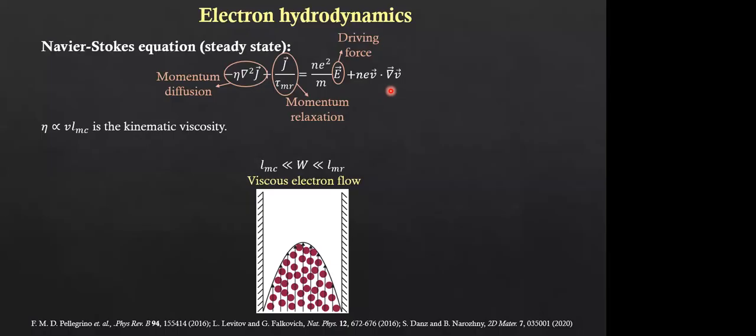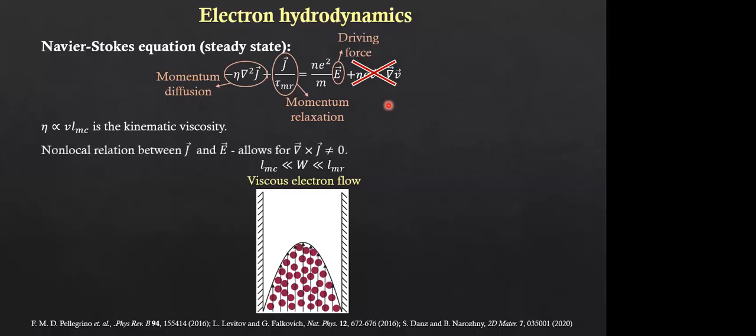For example, in any fluid, this fourth term gives vortices or any turbulence. But here, the thing is that the electron fluid has a very low Reynolds number, so we can forget about this fourth term. Now, one can ask whether forgetting about this fourth term, this nonlinear term, can give rise to any hydrodynamic flow or not.